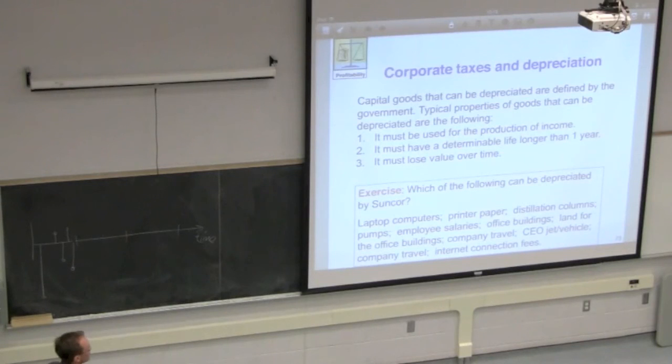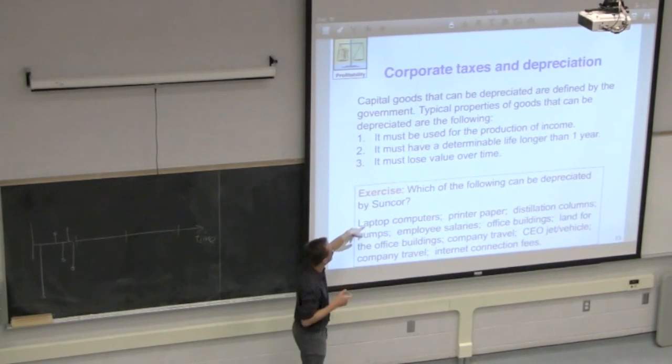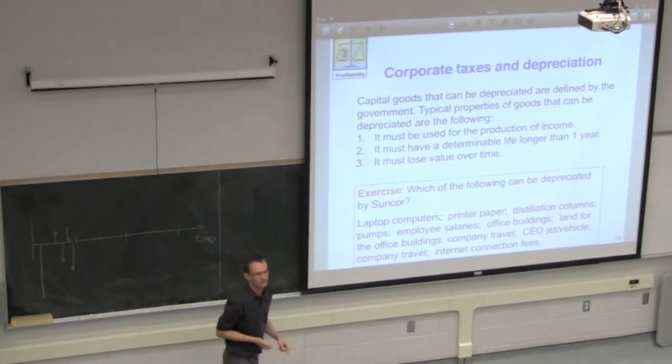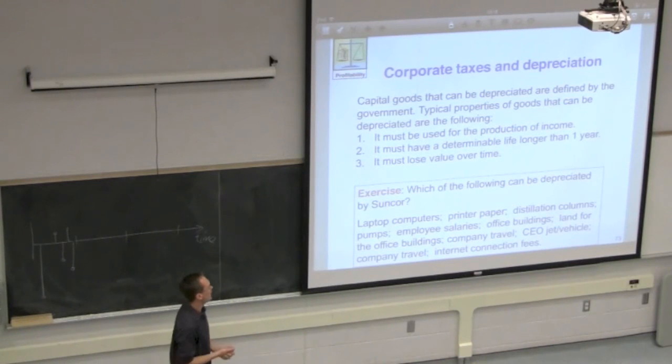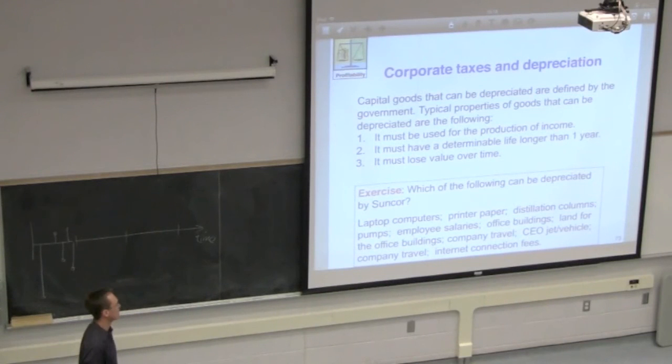They earn income for the company, they have a life of greater than a year, it's very clear that they're not as valuable over time. Paper, definitely no. Distillation columns, absolutely. Pumps, yes. Salaries, no. Office buildings, yes.